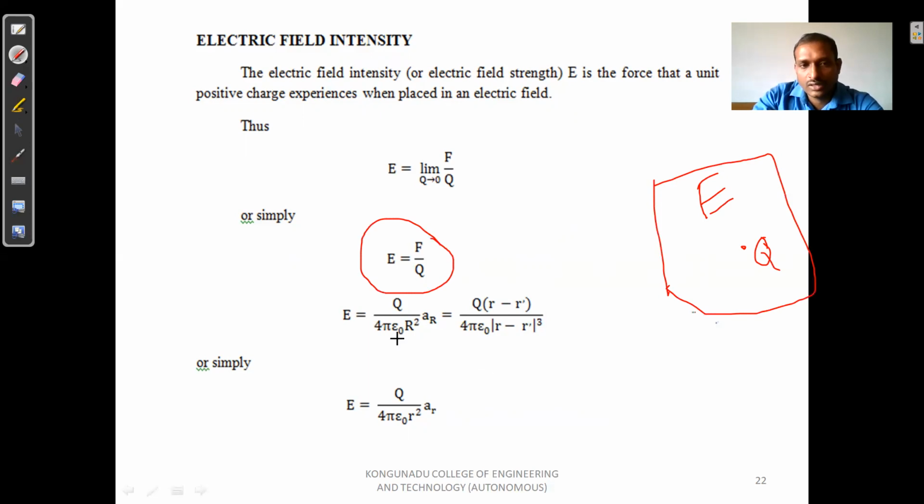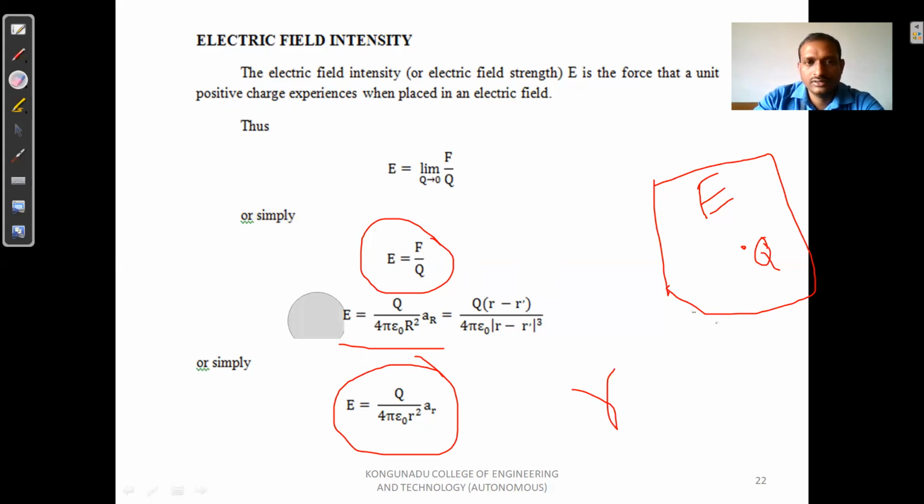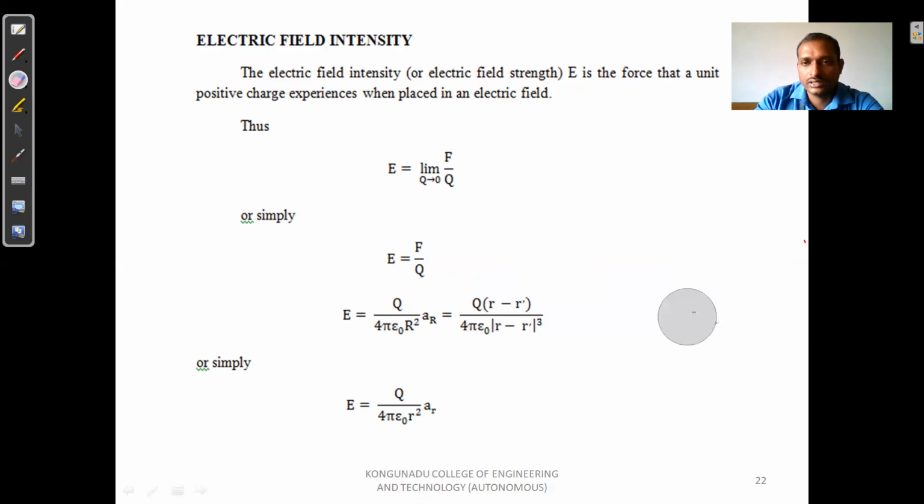We are going to write the electric field intensity in terms of force. We already derived the formula for Coulomb's law. From that formula, E equals Q divided by 4 pi epsilon naught into R square into aR, where aR is the unit vector and R is the distance vector. This is the definition of electric field intensity, E equal to F by Q.